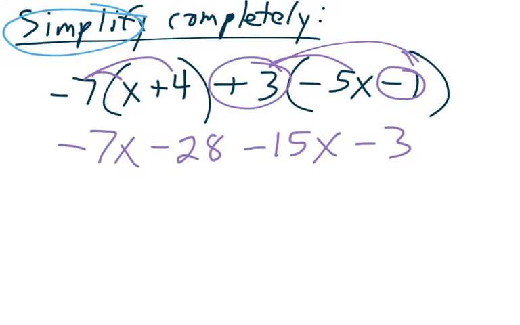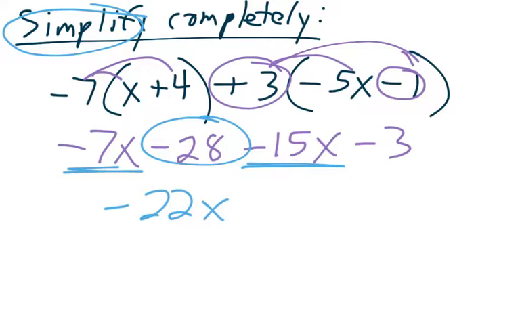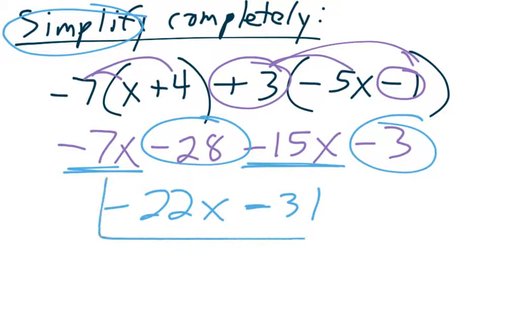It just so happened for this problem that everything is negative, right? So we have a -7x and a -15x. That would be -22x. And a -28 and a -3. Those combine to be -31. That is our final answer. Okay?